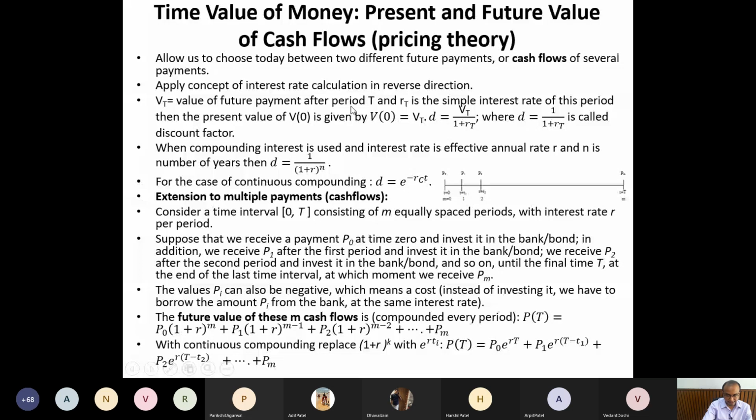One is with the fixed simple interest, and another is with the compounding interest. You can also use the continuous compounding interest. Now we know that the value of money decreases with respect to time. So let's say my V suffix capital T is the value of future payment after period T. So I know that in future I have to pay this much amount at some time, capital T, after some period. And let's say RT is the simple interest rate of this period. That interest rate I can find by looking at the websites of the government securities. What is the present market interest rate that I can calculate?